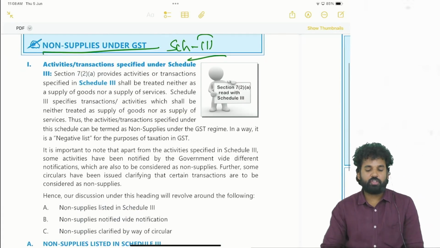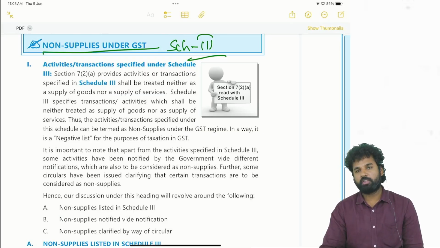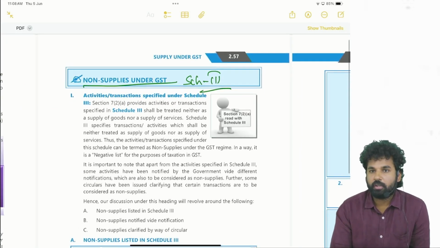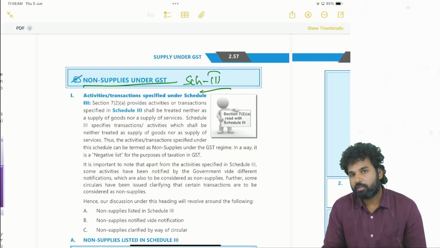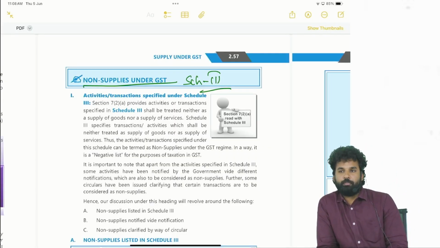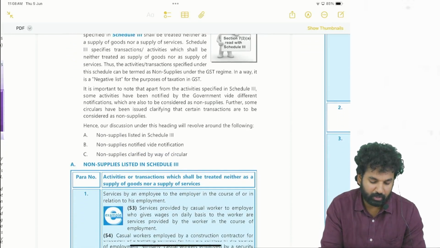Activities or transactions specified under schedule 3 are non-supply. That means even though the 7(1)(a) conditions have been satisfied, that means it is a dealing in goods or services, and that too for consideration, that too during the course or furtherance of business. In such cases it shall be treated as supply, but whenever the activity is mentioned under schedule 3, then it shall not be treated as a supply. So there is a list of some activities here.